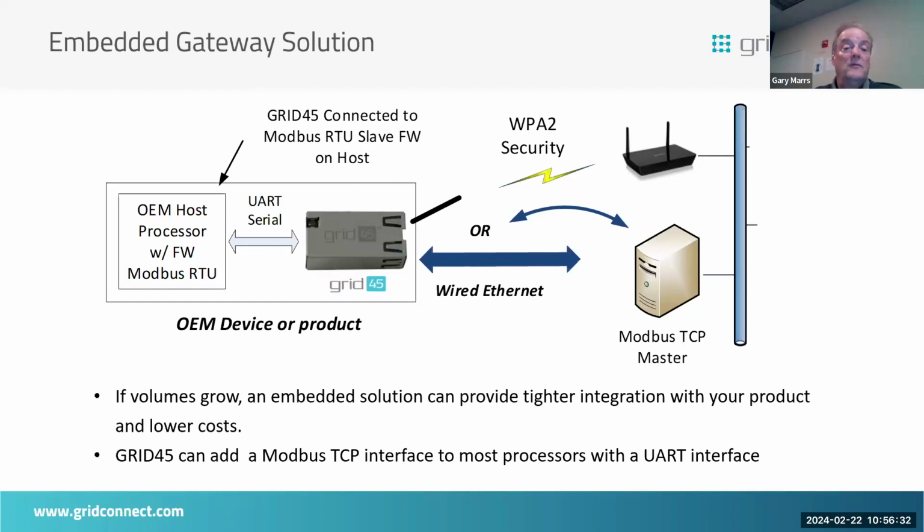So it would require a PC board design change, but if the product already works through a gateway, then there's really not a lot of changes at all to the network configuration or any of the software that might be used in the application. The Grid 45 seamlessly takes Modbus data to Modbus TCP and back.